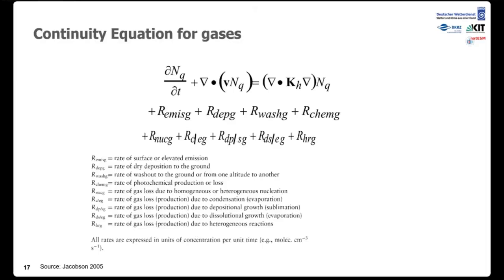So we just saw the continuity equation for aerosols. Now here it's the one for gases, so that's quite similar. Also here you have the ICON part and then here the ART part. Also different processes, again emissions, deposition, and so on. And what I want to focus on is here the chemical change.